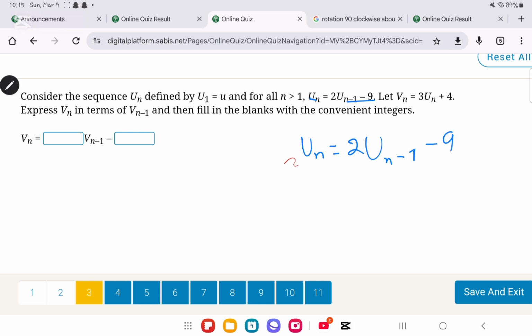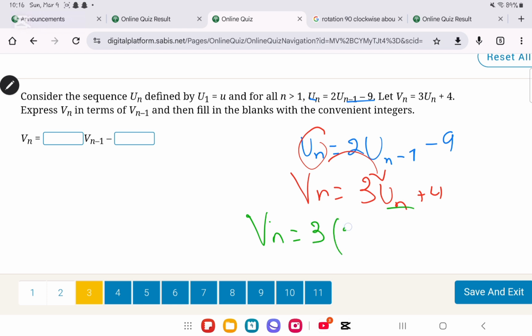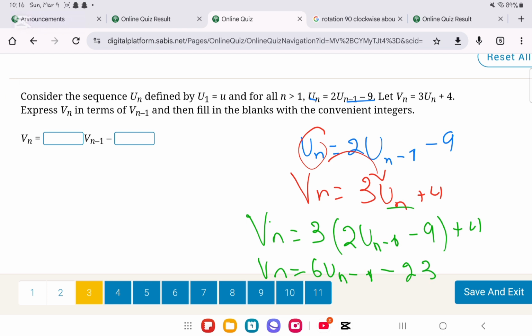And then Vn is equal to 3Un plus 4. What you are going to do is substitute Un in. So it's going to become Vn equals 3 times (2Un minus 1 minus 9) plus 4. After solving it, Vn is equal to 6Un minus 1 minus 27 plus 4, which is then minus 23. So Vn equals 6Un minus 1 minus 23.